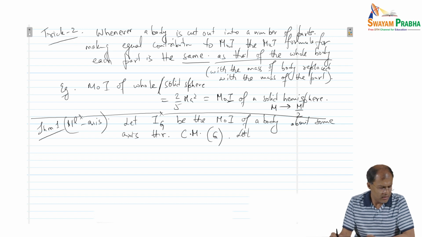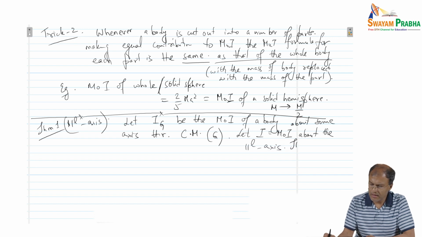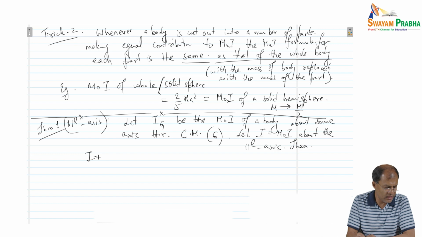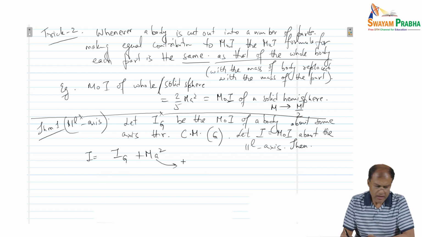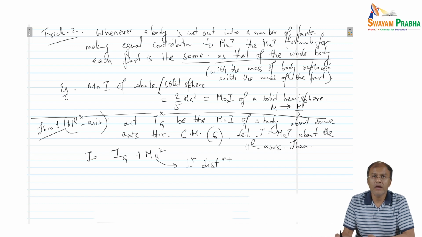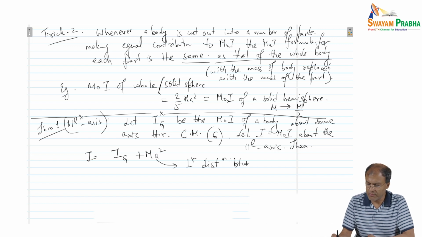So let I be equal to the moment of inertia (MOI) about the parallel axis, then what we have is that I is Ig plus M times A square, where A is the perpendicular distance between the two parallel axes.